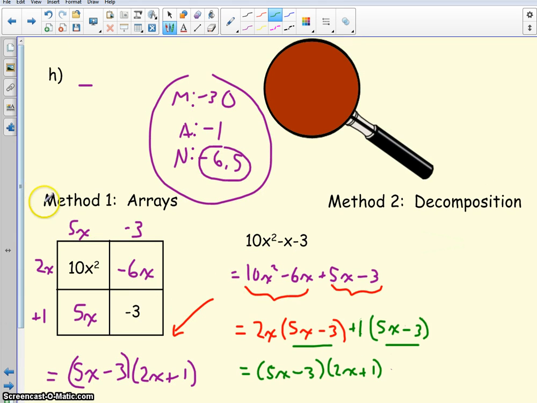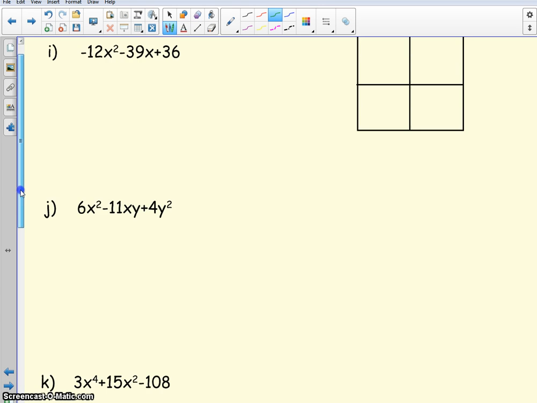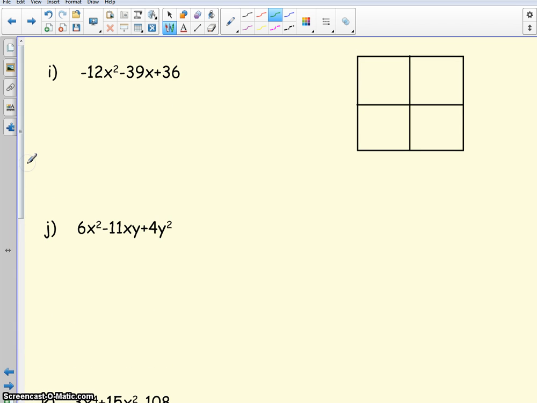Alright, so that gets us through doing a complex trinomial. There's a couple of other different types of examples up here. Again, please try them all on your own first. Pause the video and give them a go. And when you're ready, push play and we'll run through them quickly.